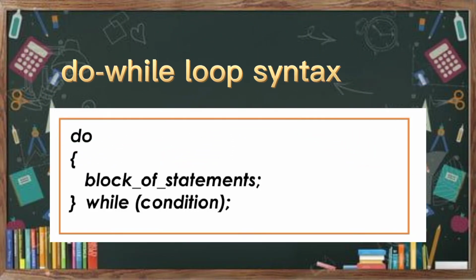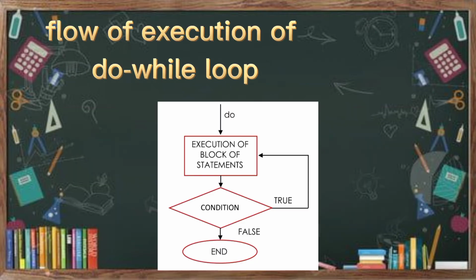Do-while loop syntax, where do and while are the keywords used in the loop. Condition is where you set the condition which when satisfied the loop is executed. Otherwise, the loop is terminated. Block of statements is the body of the loop that is executed once and is executed again as long as the condition is met. Flow of execution of do-while loop.